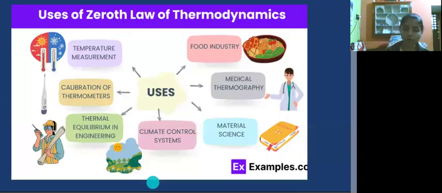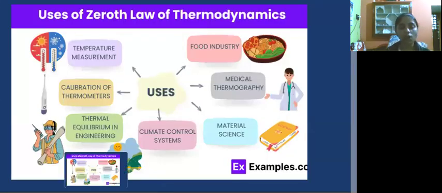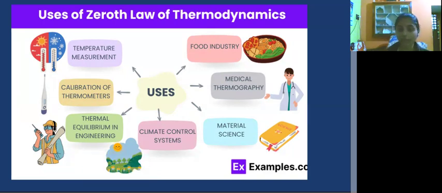Uses of the zeroth law of thermodynamics. The zeroth law allows us to create thermometers and define temperature scales. It also helps us compare the thermal states of systems and ensures consistent temperature measurement in thermodynamics and industries. It is used in various industries like the food industry and medical thermography, and it is also used in climate control systems and material science.